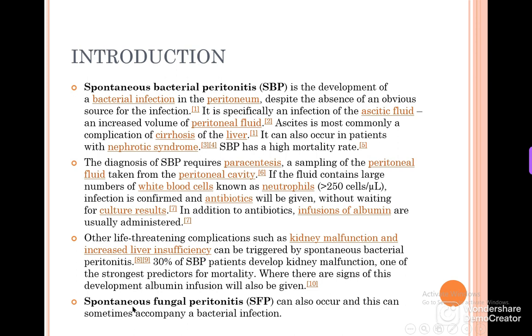Another type, a so-called subtype, is called spontaneous fungal peritonitis. It is rare, and this can sometimes accompany a bacterial infection. There is a possibility of fungal peritonitis, like actinomyces or candida, specifically seen in those cases where there is an association with HIV, I would say.